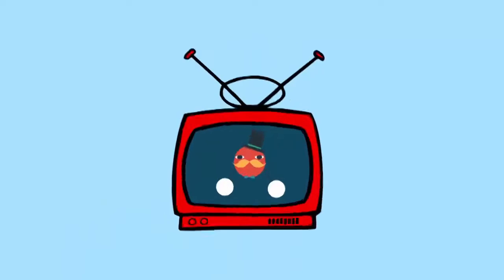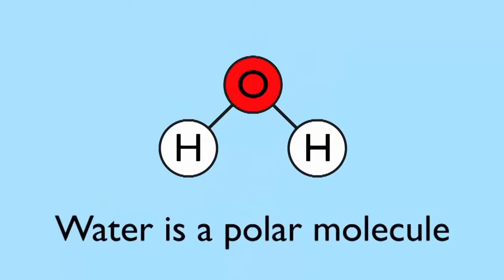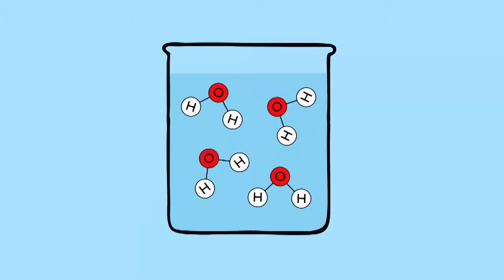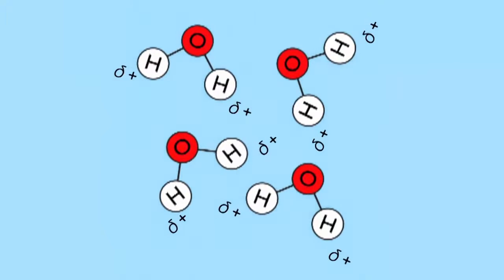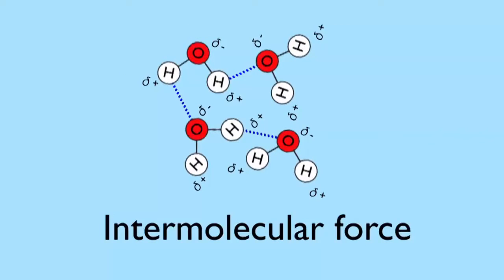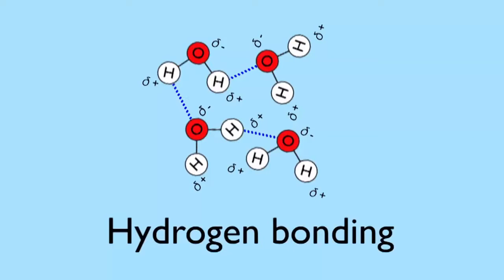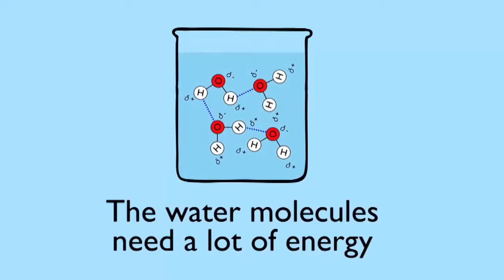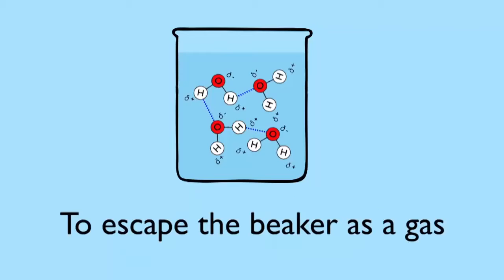Well, you might know from this video that water is a polar molecule with slightly positively charged hydrogens and slightly negative oxygens. Imagine a bunch of water molecules in a beaker. They are in liquid form, so can move around each other, but the delta positive hydrogens from one molecule are weakly attracted to the delta negative oxygen of another. This is a type of intermolecular force, and it has a special name, hydrogen bonding. Because of this, the water molecules need quite a bit of energy to overcome the hydrogen bonds and escape from the beaker as a gas.